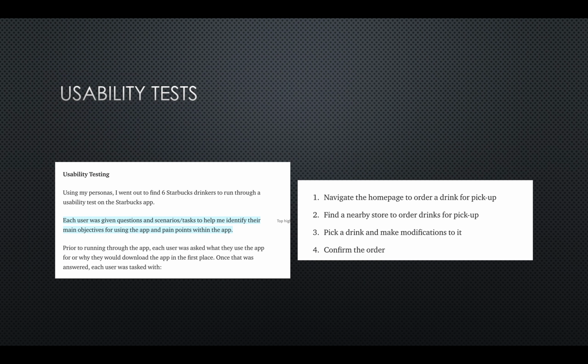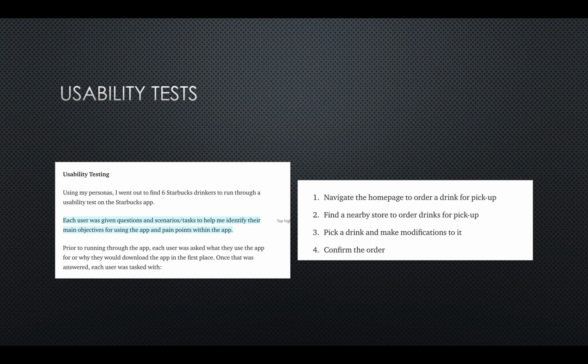And then finally, there's running a couple of usability tests. You might do this on your own. You might also have friends or family members do this. This person did a usability test of the Starbucks app. So using the personas, I went out to find 6 Starbucks drinkers to run through a usability test. Each user was given questions and scenarios to help me identify their main objective for using the app and pain points within the app. Prior to running through the app, each user was asked what they use the app for, why they would download the app in the first place.